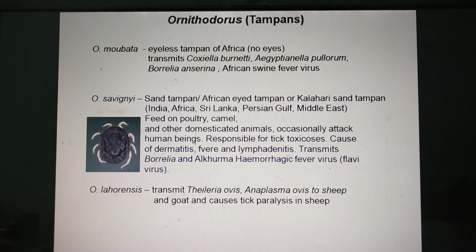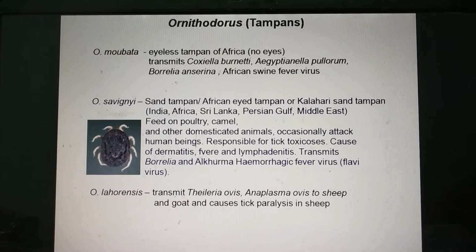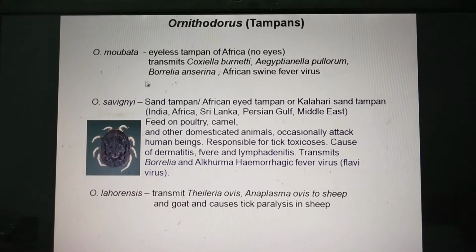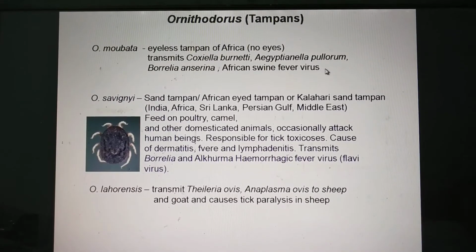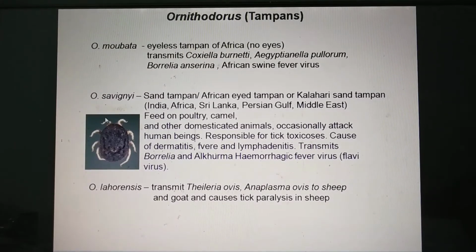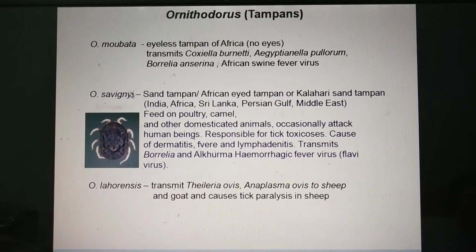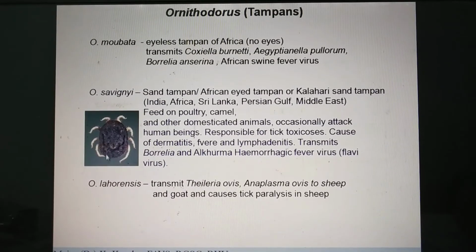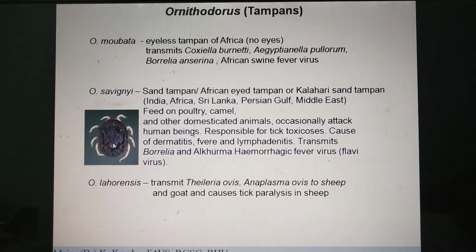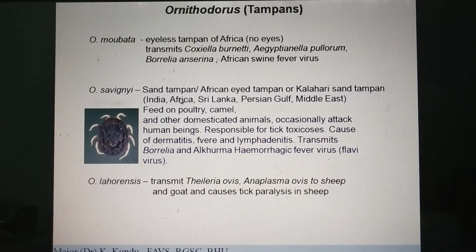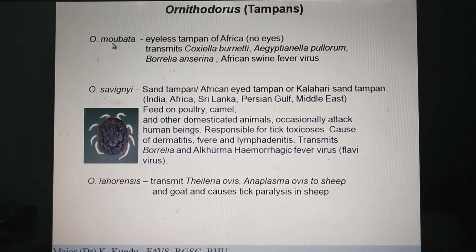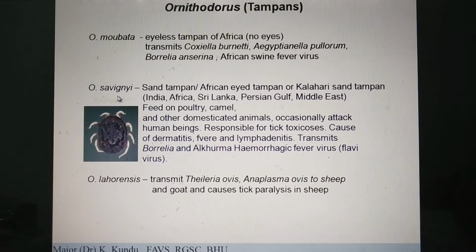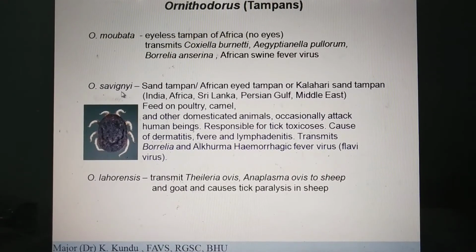For example, the pathogen of Q fever, Coxiella burnetii. They transmit Aegyptianella pullorum, the causative agent of pullorum disease. They transmit the fowl spirochete, Borrelia anserina, as well as the African swine fever virus. Now the other tampan which is found in India is Ornithodorus savignyi. As you can see in the photograph, the body is leathery, mammillated. Moubata is the African eyeless tampan, whereas savignyi is the African eyed tampan, because it has got eyes.